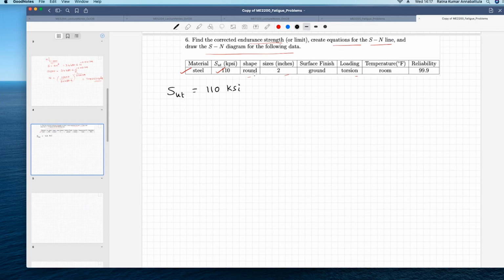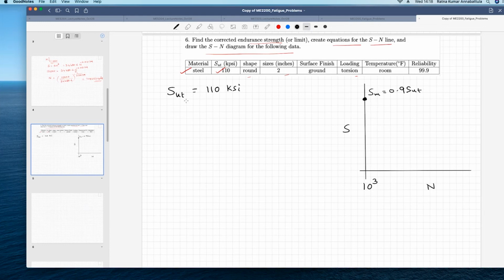and the other conditions for the corrections. Okay, so we know that here SUT is equal to 110 KSI. KPSI can also be written sometimes as KSI. That's kilopounds per square inch. That's what it means. So since the material is given as SUT, for an SN diagram, if you remember, this is our S and N, and corresponding to 10 power 3 cycles in the HCF regime, this should be our SM, right? That is 0.9 SUT.